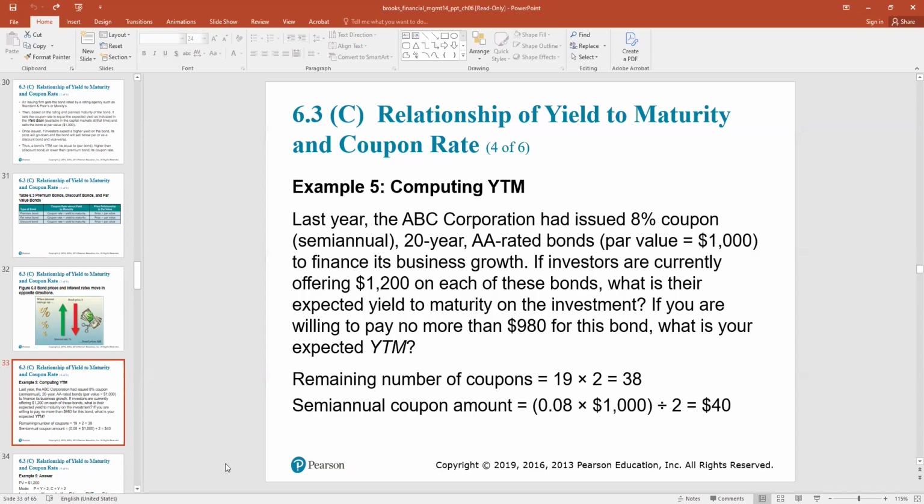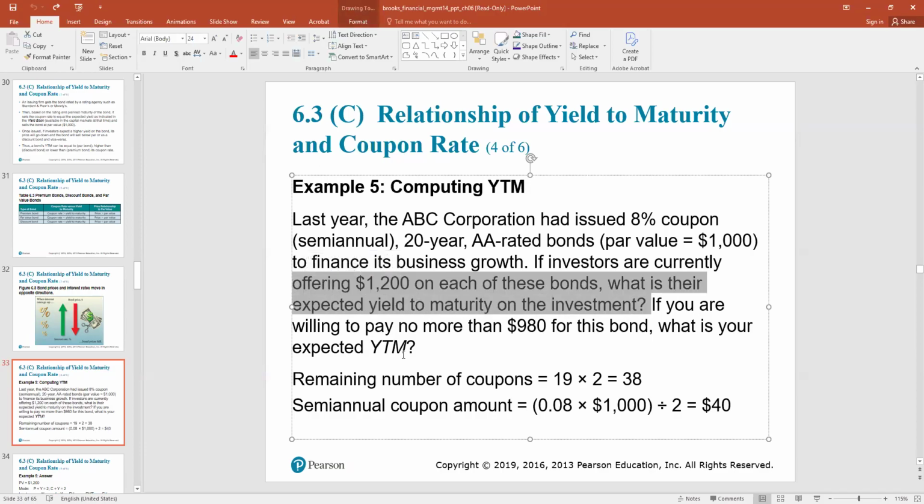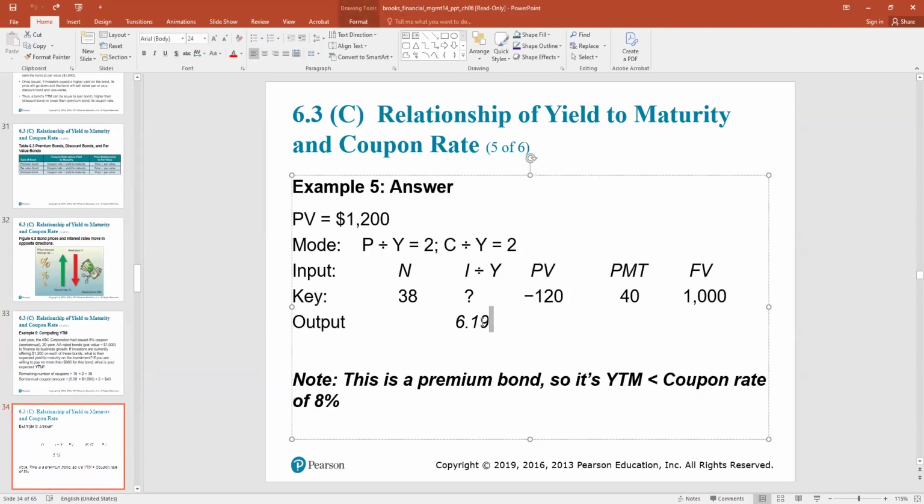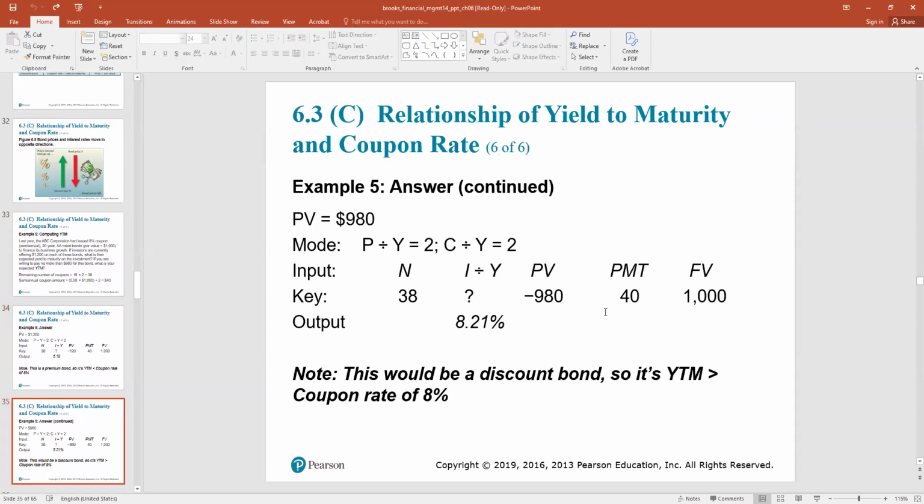So in the first case, what do you expect the YTM to be? Lower than the coupon rate, because it's a premium, and we know that when the bond price increases and reaches a premium, the YTM goes down. It became lower than the coupon rate. So the YTM will be 6.19%. This is a premium bond, so YTM is lower than the coupon rate. In the second case, it's the opposite. We have a discount bond, where the YTM is more than the coupon rate.